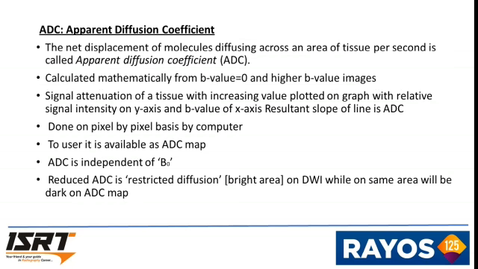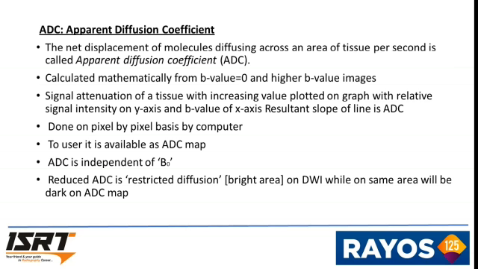ADC, apparent diffusion coefficient. The net displacement of molecules diffusing across an area of tissue per second is called apparent diffusion coefficient. ADC is calculated mathematically from B-value equal to 0 and a higher B-value image. Signal attenuation of a tissue with the increasing B-value is plotted on a graph with the relative signal intensity on the y-axis and B-value on the x-axis. The resultant slope of the line is the apparent diffusion coefficient.